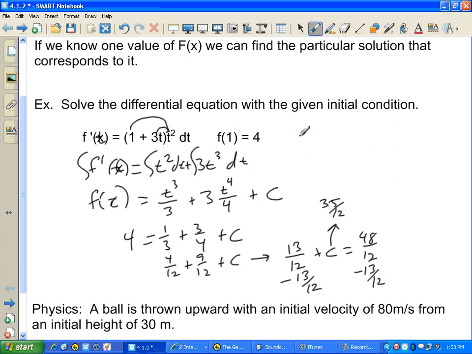Okay, so my actual differential equation solution with this initial condition is that f of t equals my integral, so t cubed over 3, which we could also write as 1/3 t cubed plus 3/4 t to the 4th plus 35/12. And this is the specific function that would give me this derivative and meet this initial condition.